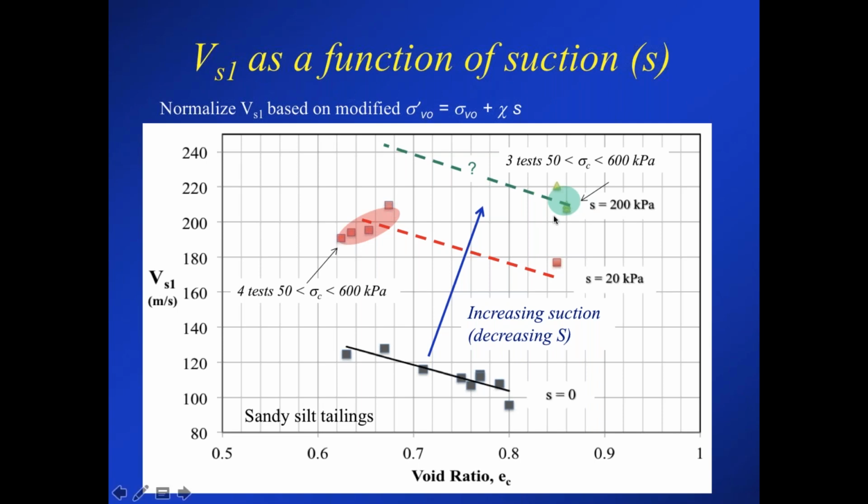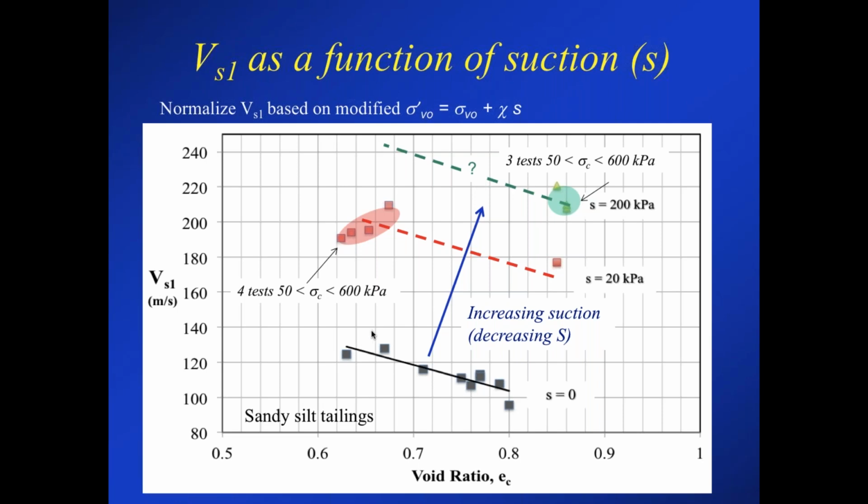Then he did 3 tests at 200 kPa suction, and again 3 from a range of 50 kPa up to 600 kPa, and again essentially the results were all around 210 to 220 meters per second. So this relationship appears to change significantly with applied suction. Here it is down where the suction is 0 and it's saturated, maybe 130 meters per second for the boundary between dilative and contractive.